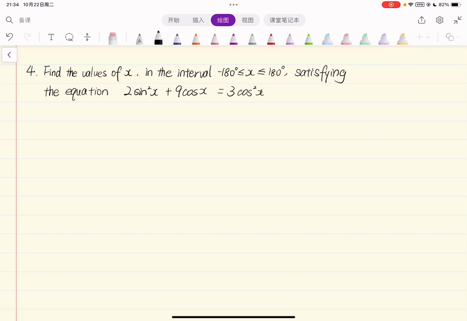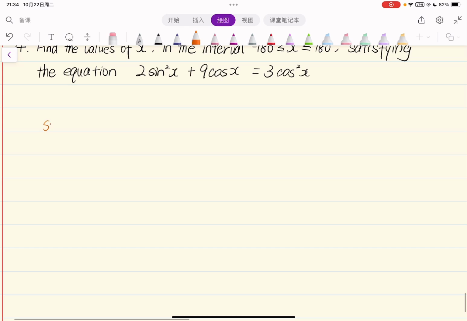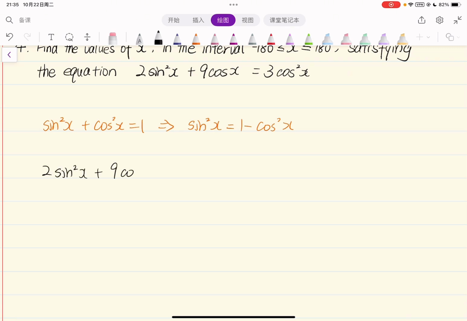If we want to find the values of x, we can just leave sine x or cosine x. In here, I want to just leave cosine x. I don't want the sine x. So we can use the trigonometric identity that sine squared x plus cosine squared x equals 1, which implies that sine squared x equals 1 minus cosine squared x. Thus, we have 2 sine squared x plus 9 cosine x equals 3 cosine squared x.